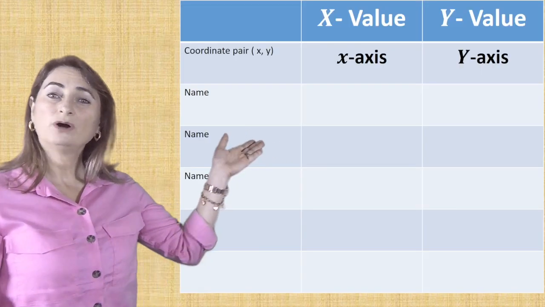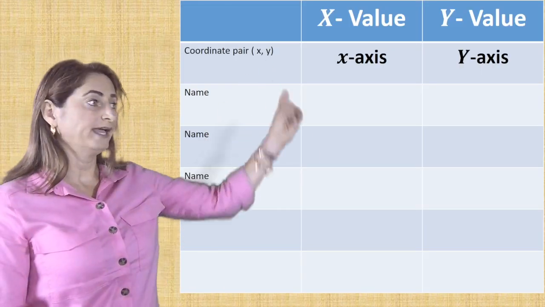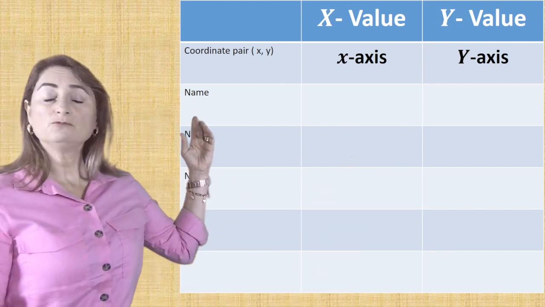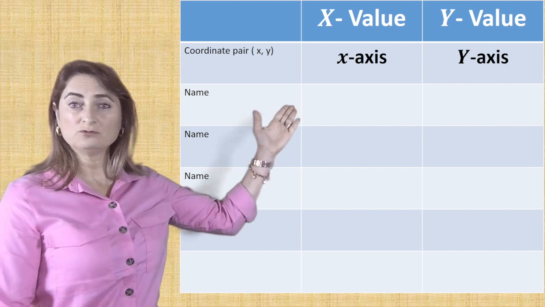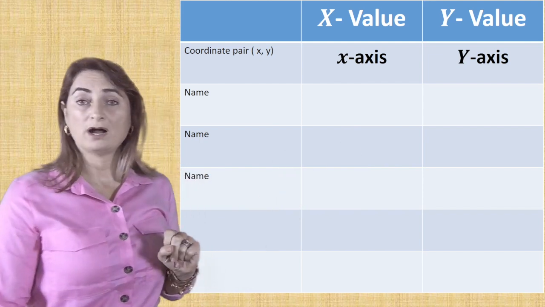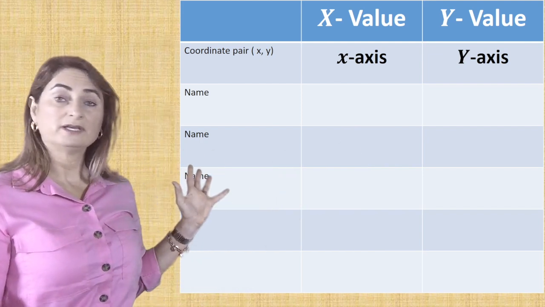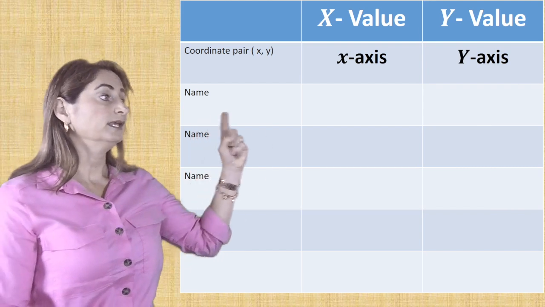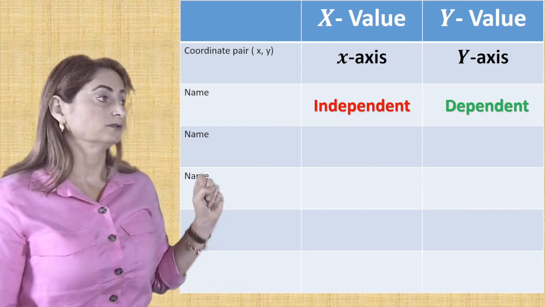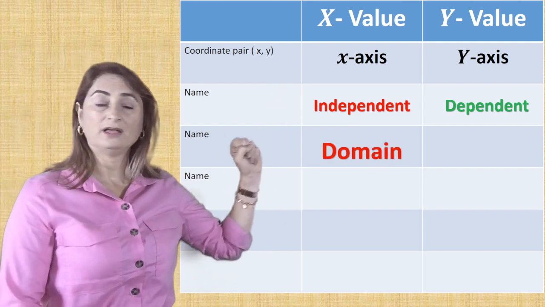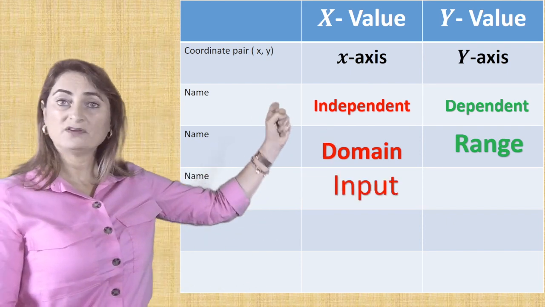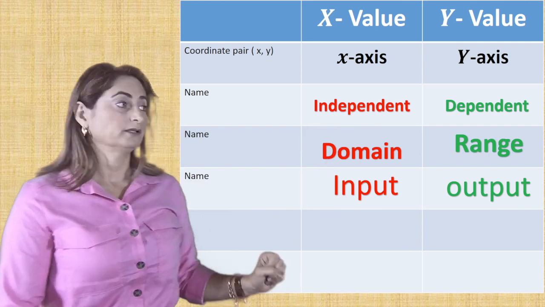Now let's review what we learned about the different names for the x value and the y value by filling out this table. The first one, which everybody knows, is the coordinate pair x and y. The x values are on the x-axis and the y values are on the y-axis. Different names for the x value and the y value: independent is the x value, dependent is the y value. Domain is the x value, and range is the y value. Input is the x value, and output is the y value.